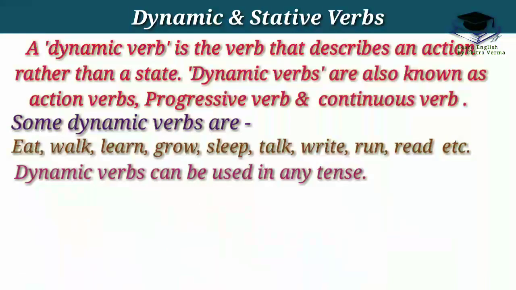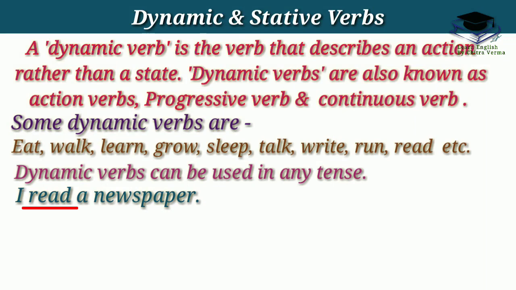Now let us focus on the next example. I read a newspaper. Here, I is the subject of the sentence, subject of the verb. Read is a verb here. A newspaper is an object here. Here, the verb read is expressing an action. The verb read is expressing an activity. So it is a dynamic verb and we can use it in any tense.